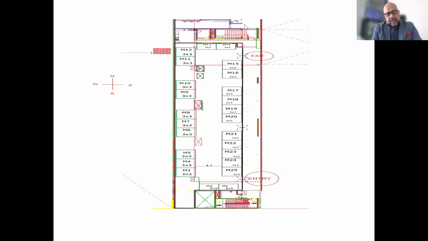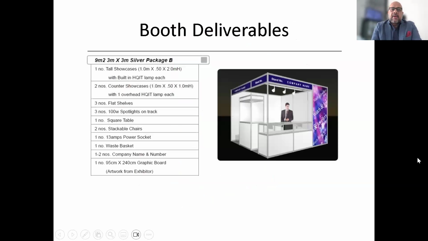You have entrances from the show floor. You have the entrance from the concourse. And it's at a level that is a viewing gallery. When you walk from down, you could see the entire GJPC branding from down. So in terms of visibility, it's going to be fantastic. Next. So this is the standard booth, what is going to be there. It's a 9 square meter booth, with everything that you need to have.